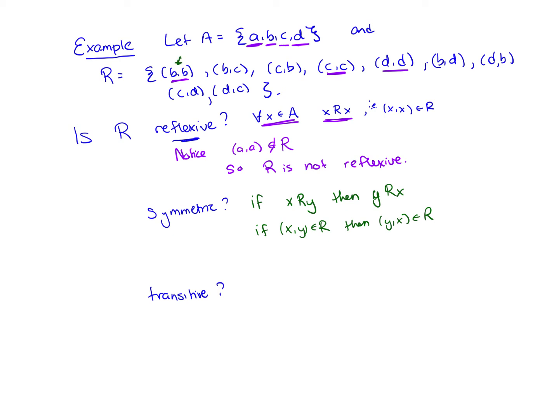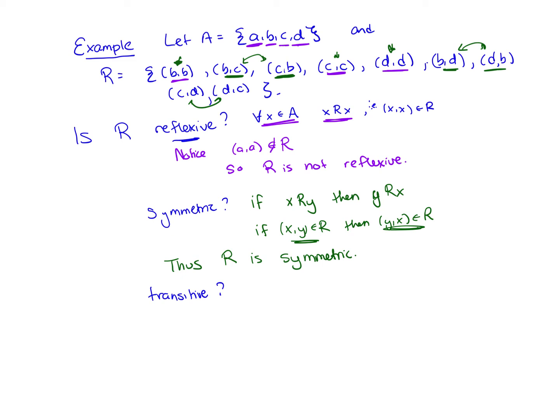So since BB is in here, then, well, BB just switches to itself, so that's fine. BC is in here, so then CB has to be in here. So that's good, those ones pair up. CC switches with itself, so that's fine. Same with DD. BD switches over to DB, those are both in there. And CD switches to DC, so those are both in there. So it's true, for everything that's in there, its switcheroo is also in there. Thus, we can conclude that this relation R is symmetric.